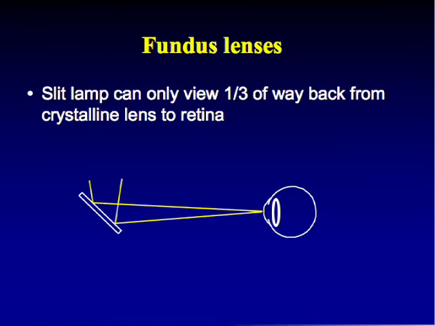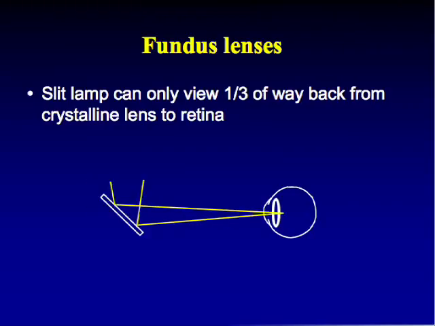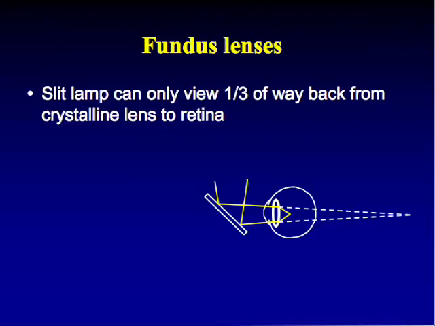The problem is, don't forget the front of the eye has that 60 diopters of power. And so as you move the slit lamp closer, the light coming in gets converged, and you can never get more than about a third of the way back from the lens to the retina. So fundus lenses have to undo that in one of a couple of ways. One would be to essentially flatten the cornea, and the other is to use indirect ophthalmoscopy.